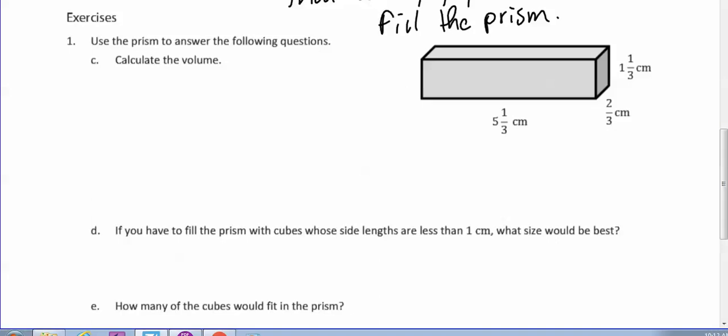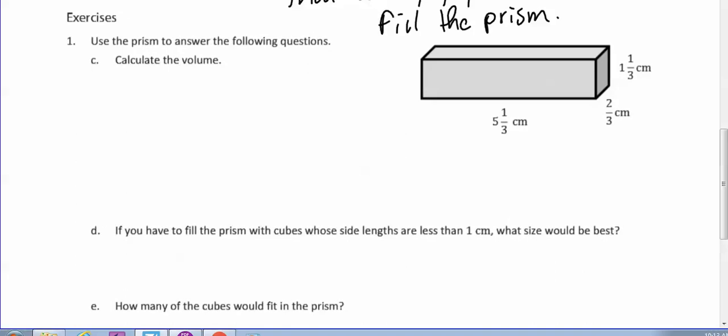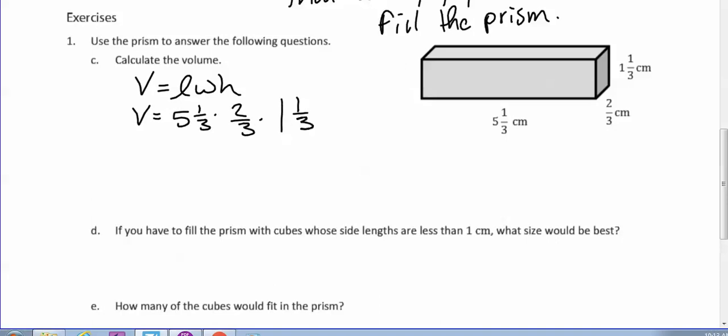Okay, so the kids are working on exercise 1. Use the prism to answer the following question. So volume equals length times width times height. We're going to plug in our length of 5 1/3, our width of 2/3, and our height of 1 1/3. We're going to multiply those. I'll be right back. So when you multiply that out, you should have gotten 4 and 20 over 27.